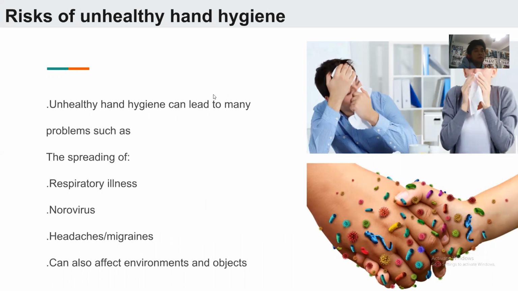Now, the reason why we do this within a healthcare environment is because of the many risks involved within unhealthy hand hygiene. For example, unhealthy hand hygiene can lead to many issues and problems such as the spreading of respiratory illness, noroviruses, and can even spread headaches and migraines. And this can spread through any number of things, anything from handshaking, hugging, even talking closely, as there are fluids within our saliva that could transfer while we talk. Not only that, we can also affect our environment, such as the area we work in, doorknobs, objects, etc. Even lights we can affect if we don't wash our hands and have proper hand hygiene.